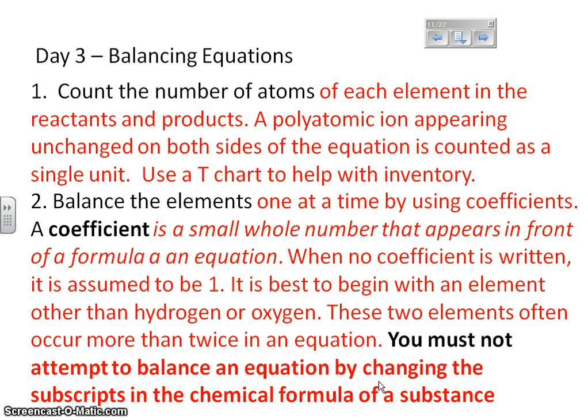What does that mean? Well, let's take a look at H2O. Let's say we wanted to balance something that had H2O in it. Okay, if I needed 3 hydrogens and I only had the H2O, that would give me 2 hydrogens. I'll just change that little 2 at the bottom to a 3, and that makes it H3O. That does not work. That changes the composition of the substance. H2O then becomes H3O. That is not the same thing, so we cannot do that. All right? So you cannot attempt to balance an equation by changing the subscripts in the chemical formula of a substance. That would make it very easy.